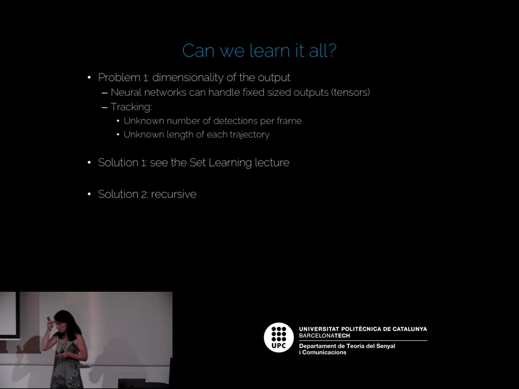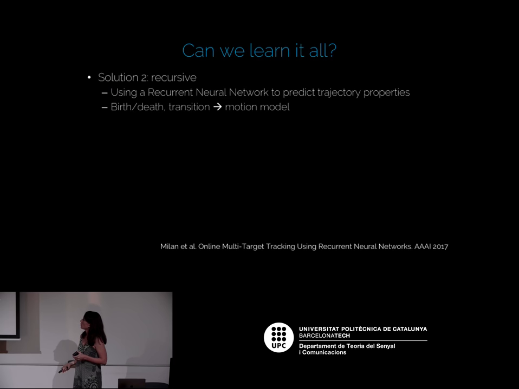And right now, I want to present the recursive solution. So one recursive solution that was already proposed in 2017 was, of course, to use a recurrent neural network. So anytime that someone thinks about recursive, RNNs pop up.